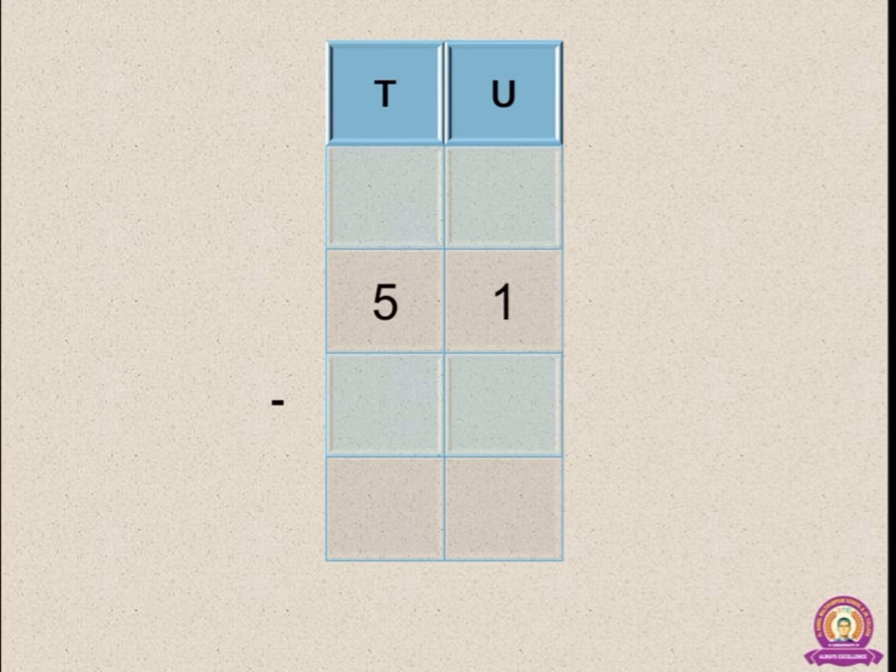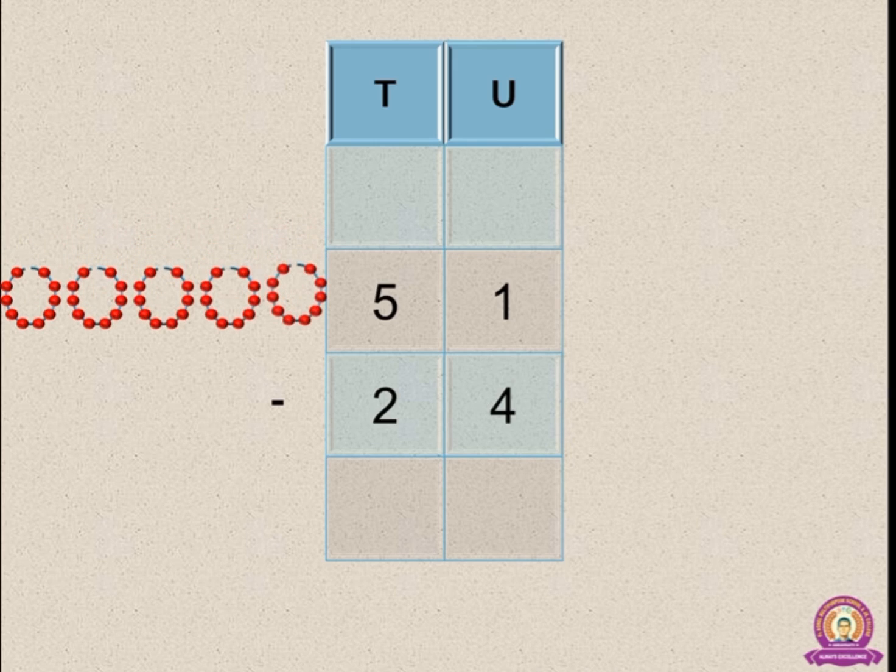51 minus 24. Since we have 5 in the tens column, let's draw 5 strings of beads, and as we have the number 1 in the units column, we will draw just 1 loose bead. Can we subtract 4 from 1? No. So, we will borrow 10 from the 5 tens that we have.